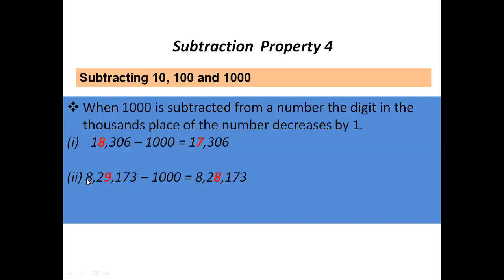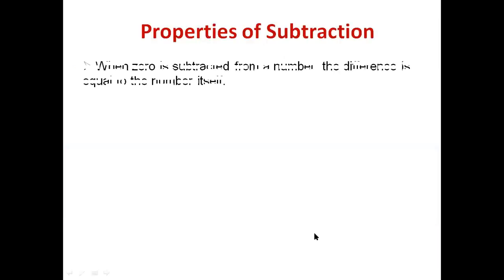Here also in 6 digits, 8,29,173 minus 1,000 gives you 8,28,173. The thousands digit is 9 and it gets decreased by 1 and becomes 8 over here. Is this very, very clear? Okay, let's revise the properties.